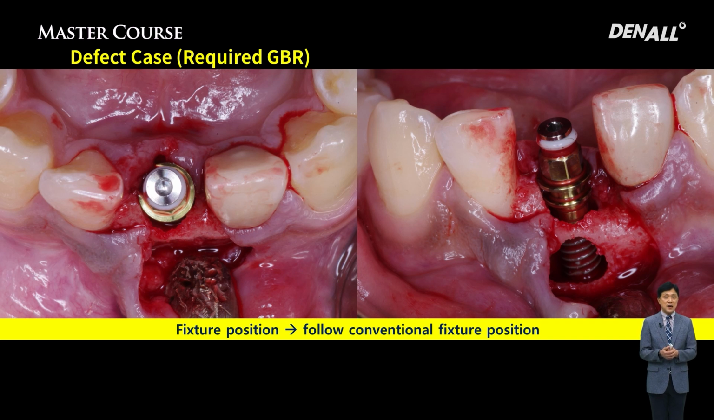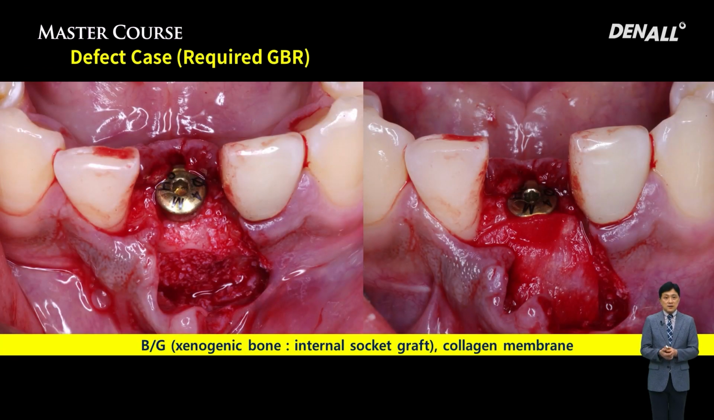The same goes for the vertical positioning. As you can see, based on the free mount implant, it should be 4 millimeter below the proximal bone crest. The implant is positioned. Healing abutment is mounted. Bone graft is done using xenogenic bone, the internal socket graft.